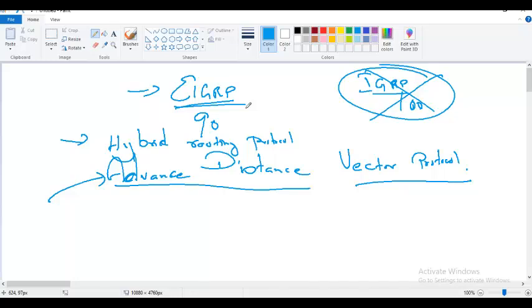You can call it an advanced distance vector protocol because this works similar to RIP. But it is more advanced than RIP. For example, how many hops does RIP support? 15, and 16 is infinite. This one, by default, can support 100 hops.